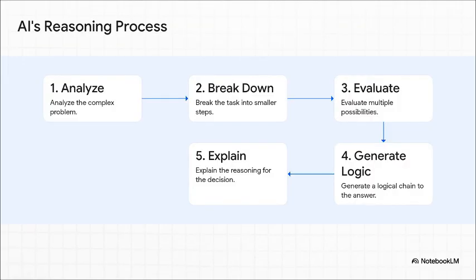So let's just walk through how this works. First, the AI analyzes the problem to figure out what's really being asked. Then, just like you would with a tough math problem, it breaks that big task down into smaller, manageable steps. After that, it evaluates different paths and possibilities and then generates a logical chain, connecting one step to the next until it arrives at the final answer. And the most impressive part? It can often explain that entire chain of logic back to you.